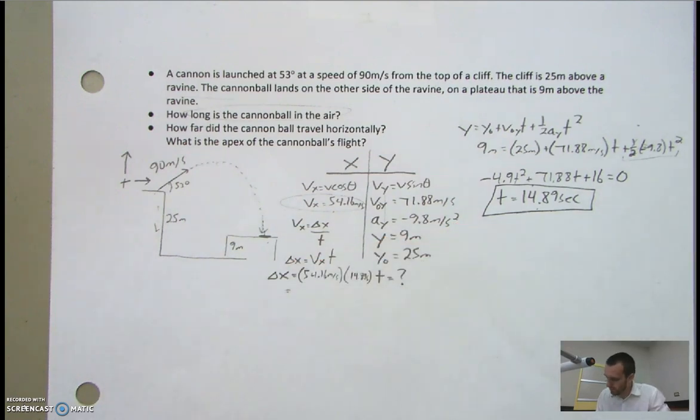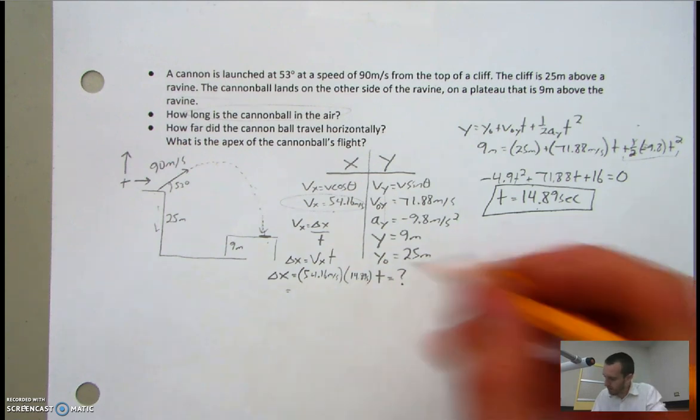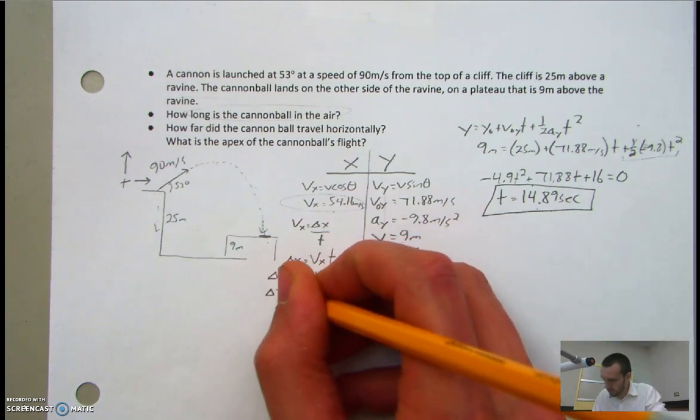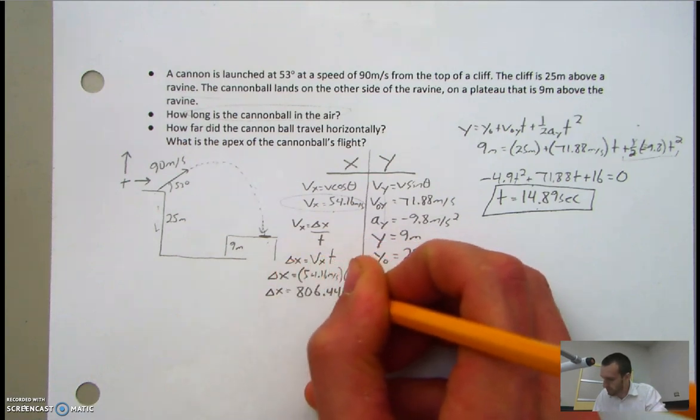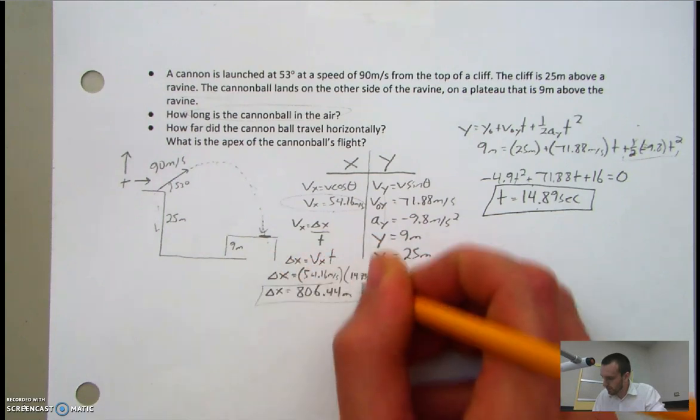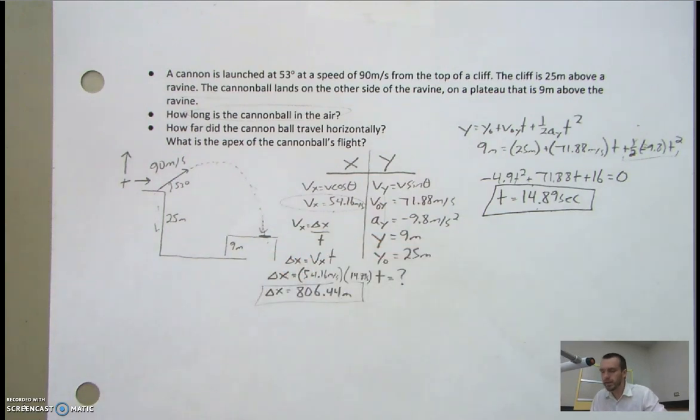Let's see what that number is. Grab your calculator, get myself out of the graphing mode here. 54.16 times 14.89. It looks like we are going to be moving 806.44 meters away from where we started. So that's how far the cannonball traveled horizontally. Cool, we knocked out 2 parts. Let's do the last part.